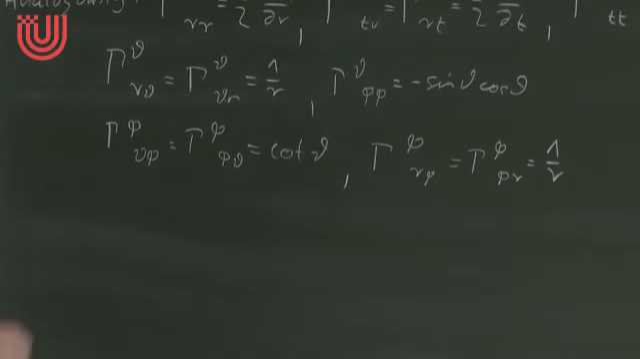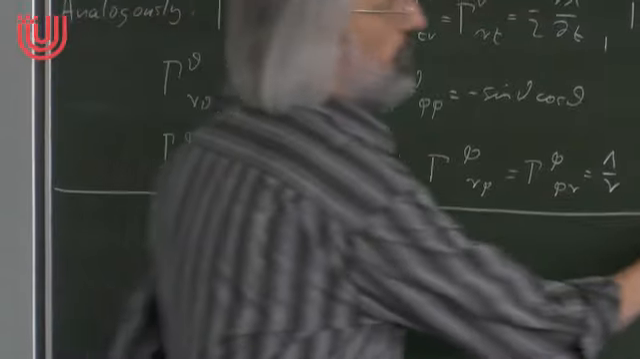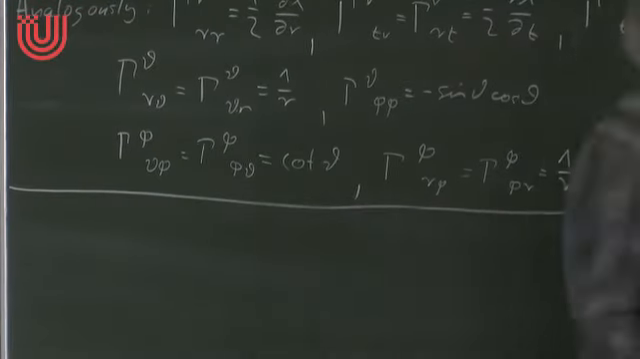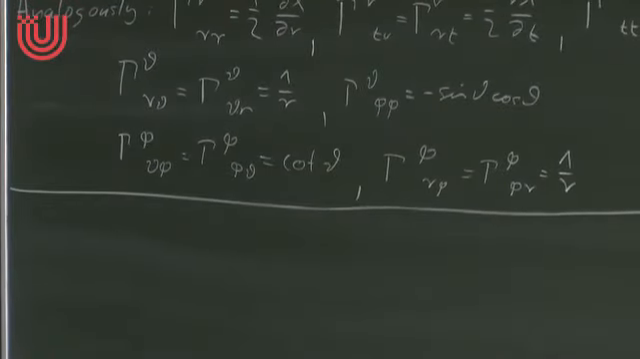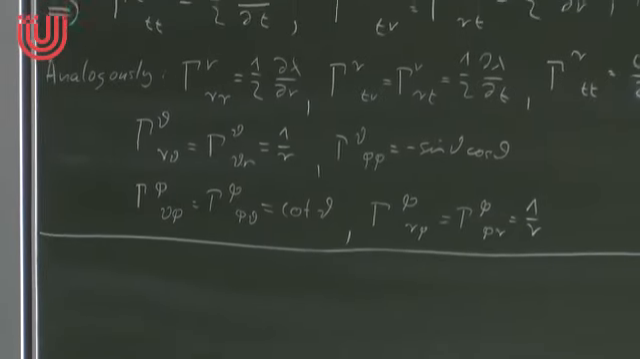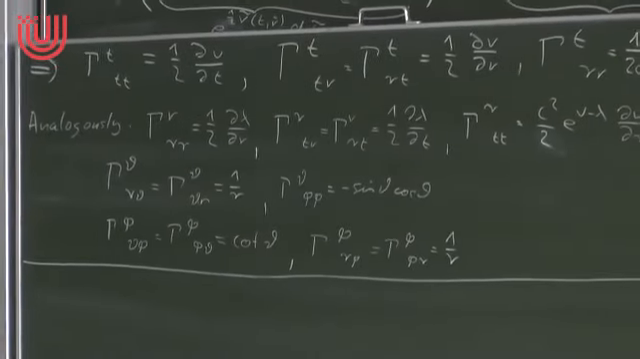So all Christoffel symbols I have not written are 0. And now I should be very careful not to erase this, because I need this for calculating the Ricci tensor. Okay, these are the Γs. Now comes the Ricci tensor.